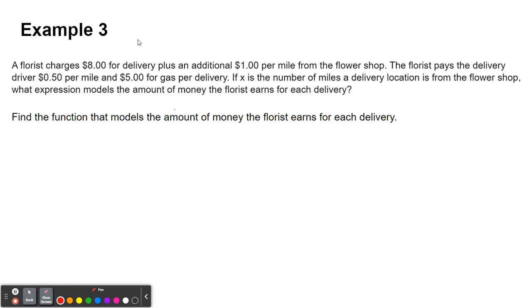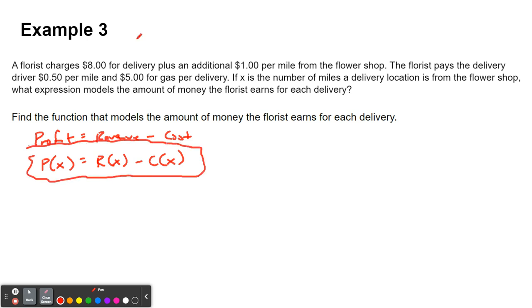So this is an economics or a business application. So profit equals revenue minus cost. So typically in terms of functions, to find P of x, we take our revenue R of x and we subtract our cost C of x. And this is your general business math equation here. So this first sentence is our revenue. This second sentence is our cost. And we're talking about from the florist perspective.